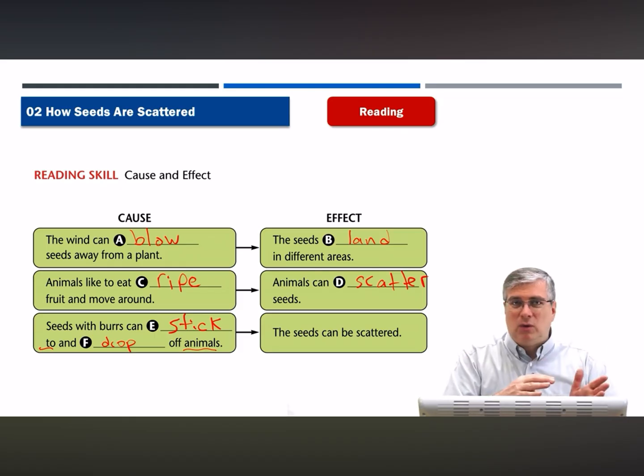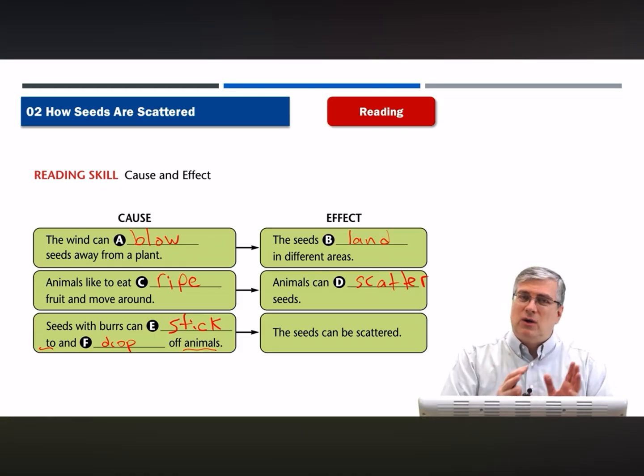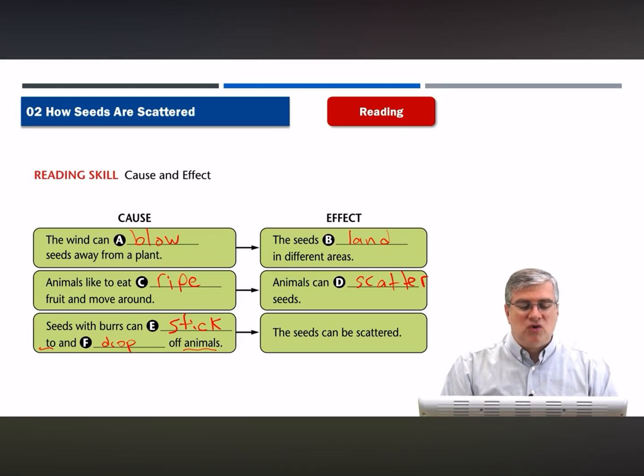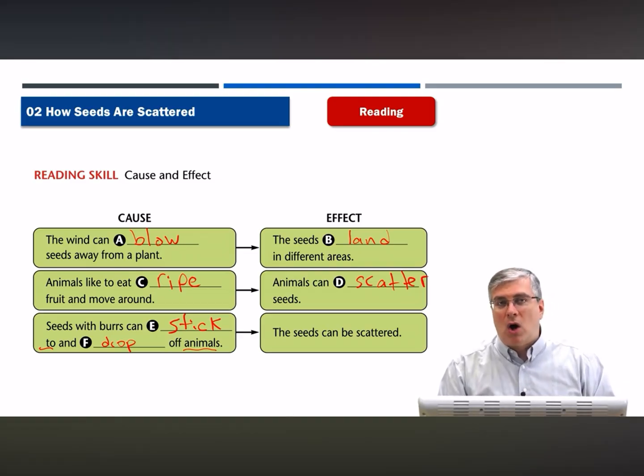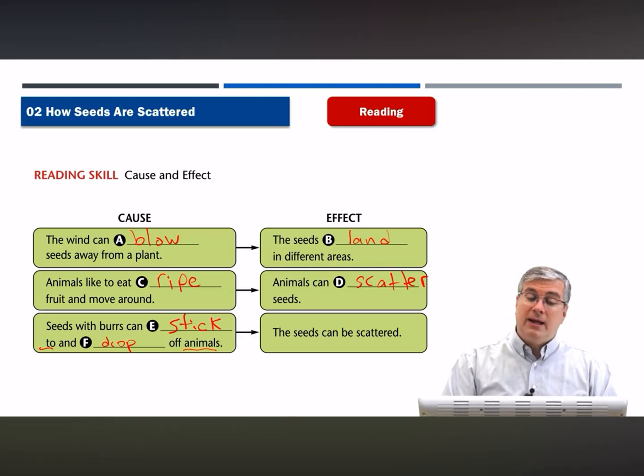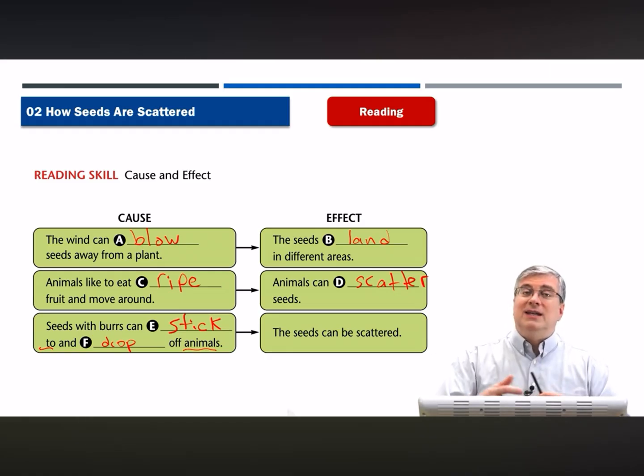You don't have to repeat animals, right? So it's the same object. You don't have to repeat it. Stick to and drop off animals. Okay, good. And of course, the effect of that is that the seeds will be scattered.